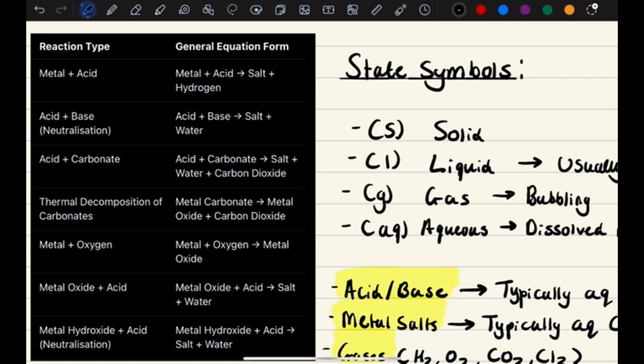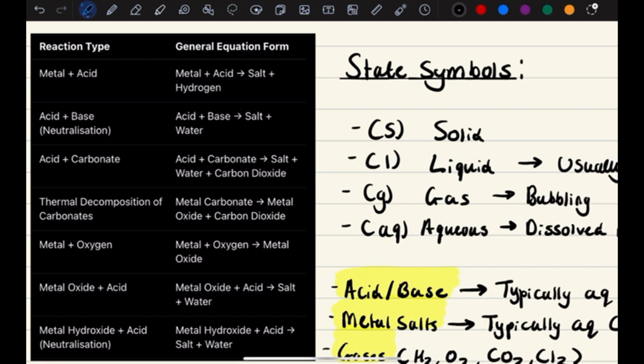So like metal and acid form salt and hydrogen. Acid and base, salt plus water. You need to be able to memorize all of these and be able to pull them out when they ask in the exam, because they won't give you this information. It seems really daunting now at the start of A-level, but I promise you, as soon as you keep doing your equations, you're going to find this really easy.